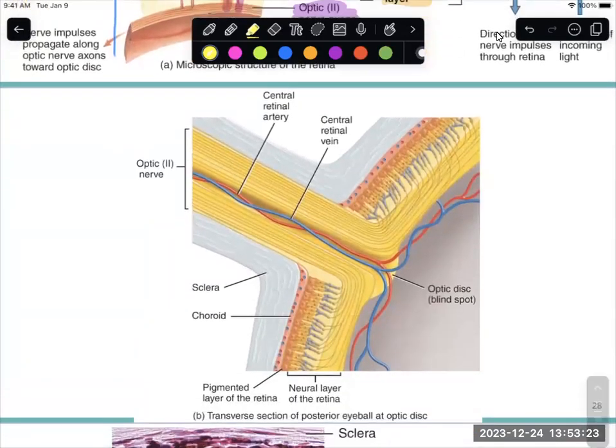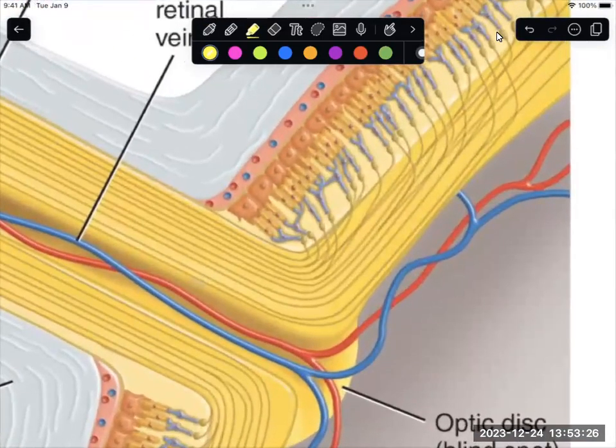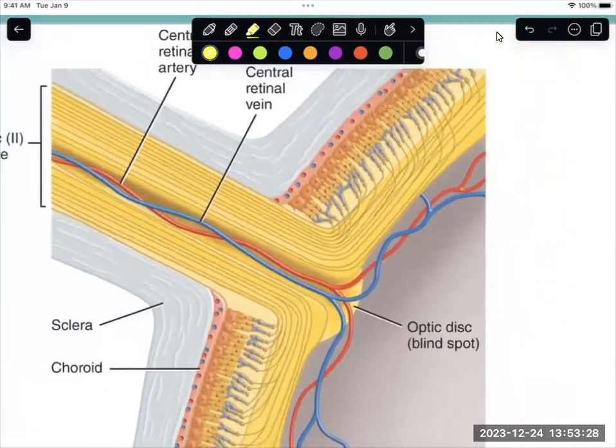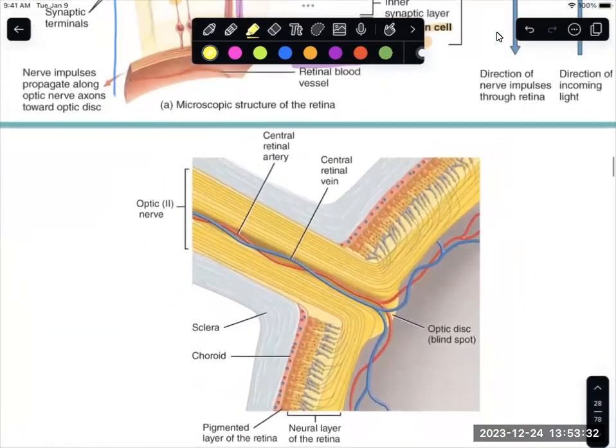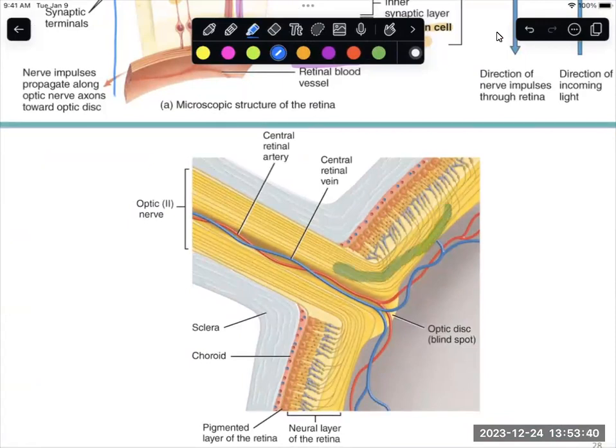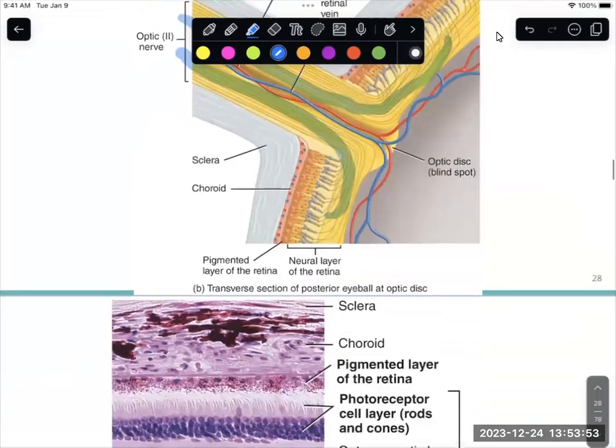So as these cells come down, these rods, these cones, they're connecting through this ganglion layer. All of these axons come through and form this optic nerve. This is traveling back to that occipital lobe, which has that visual field in it.